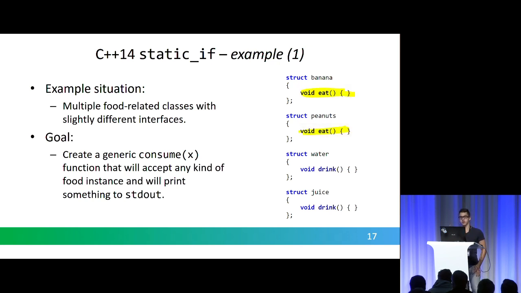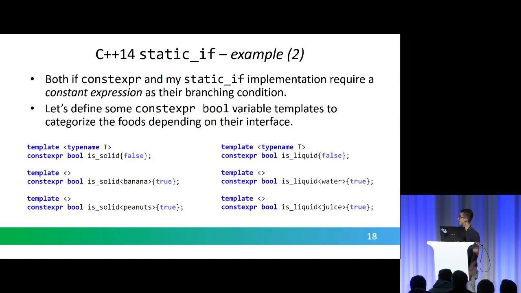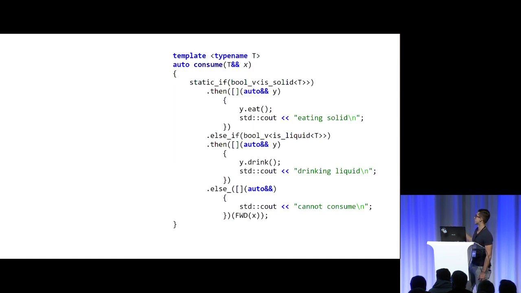So before we dive into the implementation, I'm going to show you a simple example. Let's have this ridiculous situation where we have multiple food-related classes that have slightly different interfaces. So we have banana and peanuts that we can eat, and we have water and juice that we can drink. And our goal is to create a generic consume function that accepts any kind of food and prints something to std out. The way we can do it is by having a template variable that categorizes the class, sort of like a concept that we're manually satisfying by specifying the classes that match it. And we are categorizing the solid foods on the left and the liquid foods on the right.